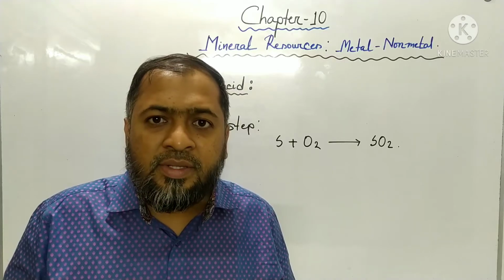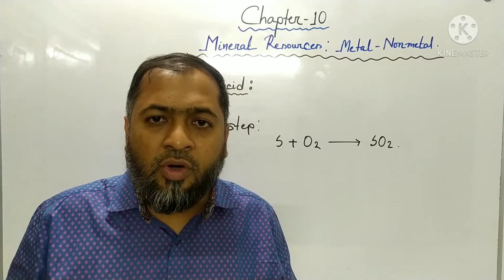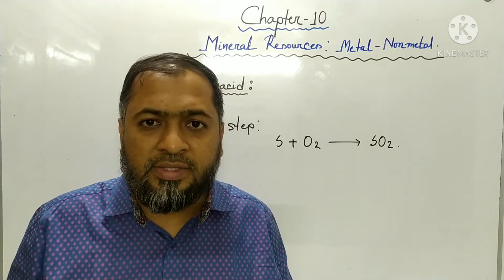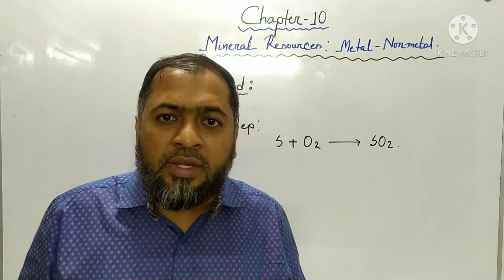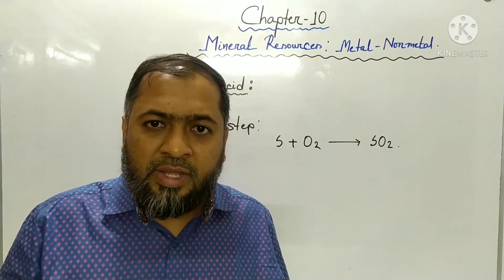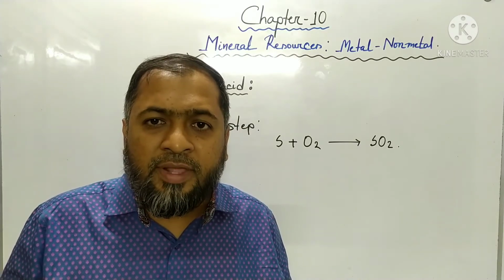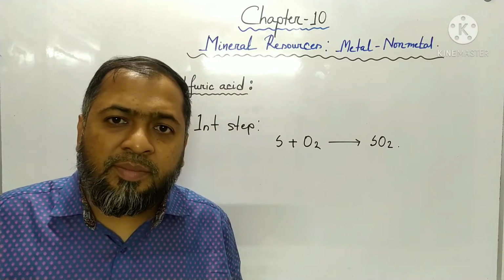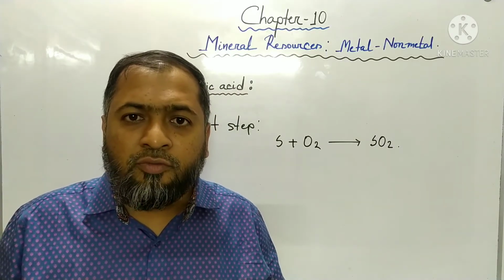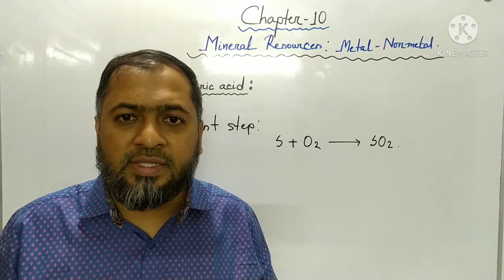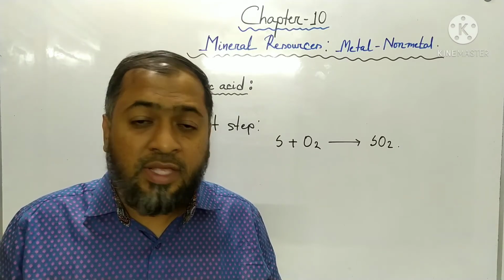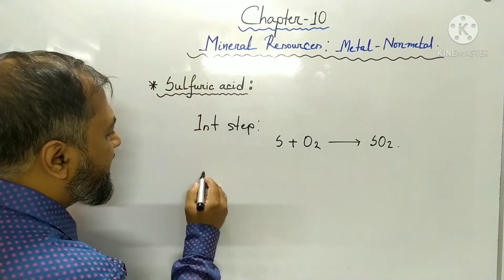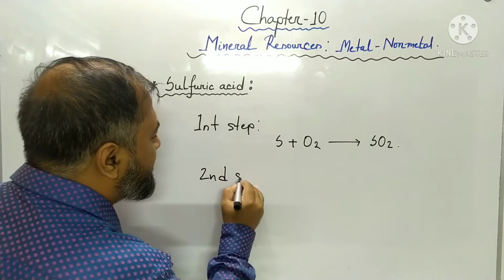In that furnace, sulfur dioxide reacts with oxygen at a temperature of 450 to 500 degrees Celsius. To increase the rate of that reaction, we use vanadium pentoxide as a catalyst. In the presence of vanadium pentoxide and at 450 to 500 degrees Celsius, sulfur dioxide turns into sulfur trioxide gas.